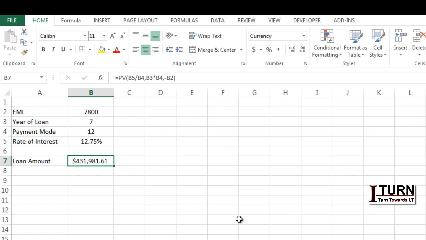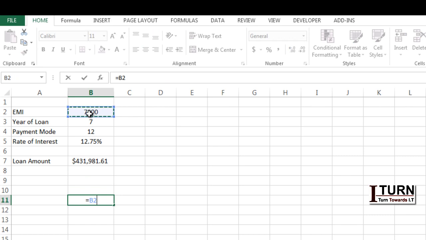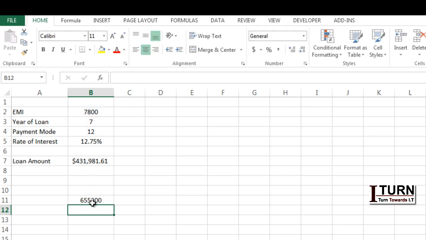Now another question many students ask is why isn't it equal to selecting this monthly payment multiplied by the years of loan multiplied by payment mode. If I do this, I get a value which is not the loan amount. This is the value which you are going to pay in total, and it comprises the interest amount as well. So that's the reason this PV, which means present value function, is very useful.